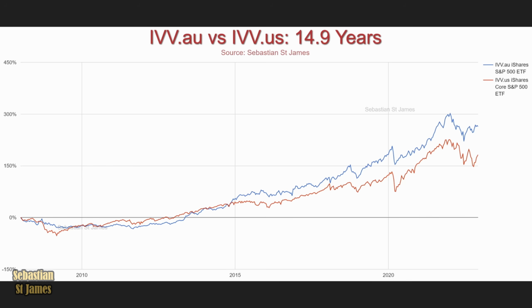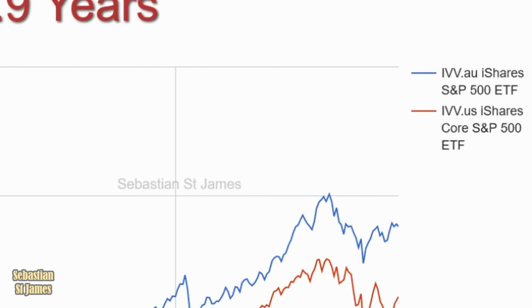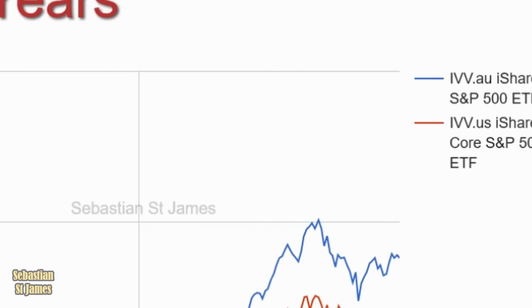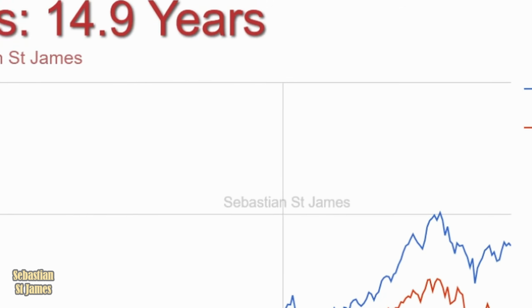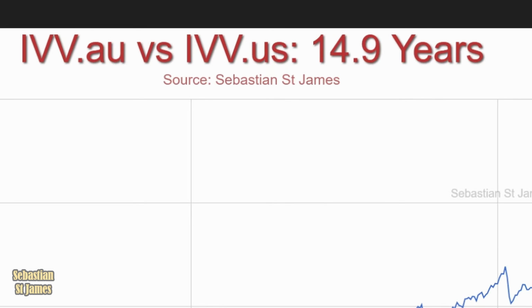What about currency as a risk factor? Should we actually look at that and consider that in? Well, let's take a look. This is the IVV, which is the S&P 500. It's an ETF in Australia versus the IVV US version. The US version, of course, is not available on the ASX. The IVV AU is, and that's over 14.9 years. So besides one being available on the ASX, the other one you'd actually have to go internationally.